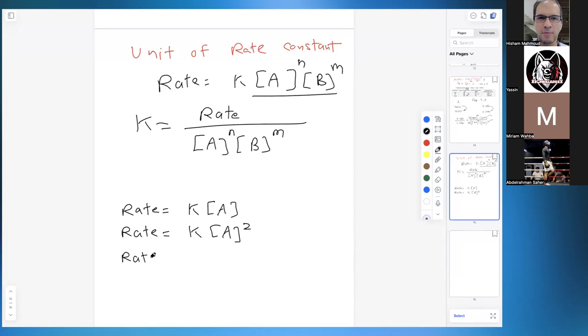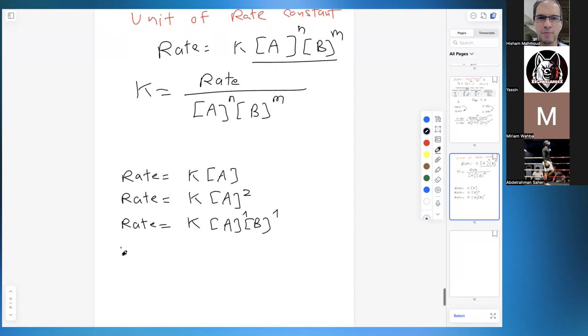Or the rate could come out equal to K A B. What does that mean? It depends on the concentration of A and depends on the concentration of B, and both of them are which order, Abdelrahman? First or second or zero? Both of them are what? First. Or it could come out like this, all of these depend on what.